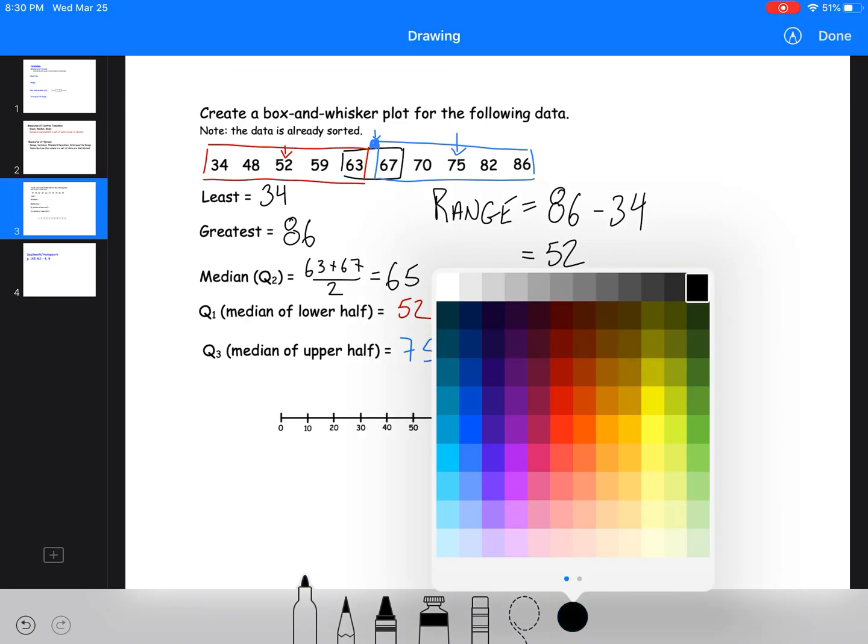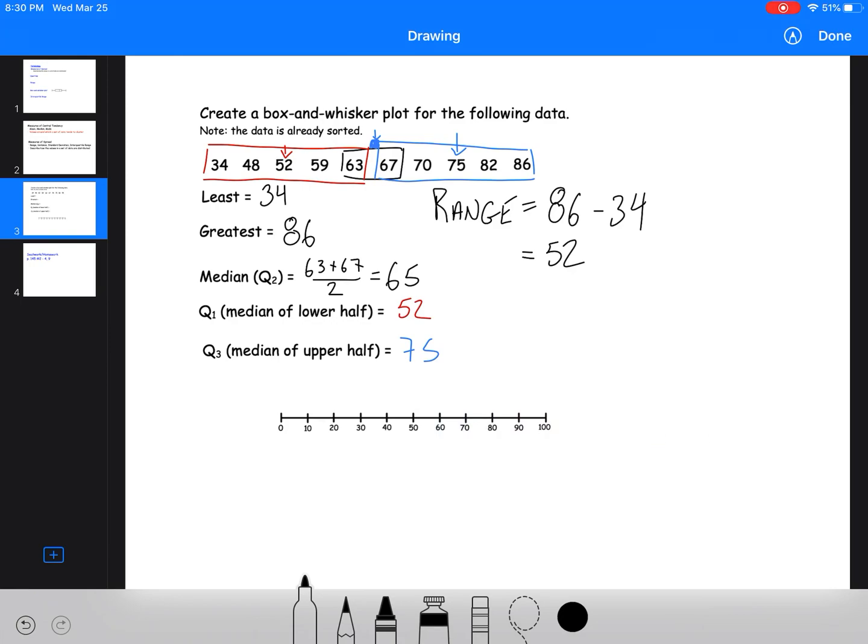Okay, so now I just have to draw my box and whisker plot. So we'll go back to black. My lowest point is 34. So I'm going to put a line right at 34. Then I actually like to put all my vertical lines first. My Q1 is at 52. My median is at 65. My Q3 is at 75. And my highest point is at 86.